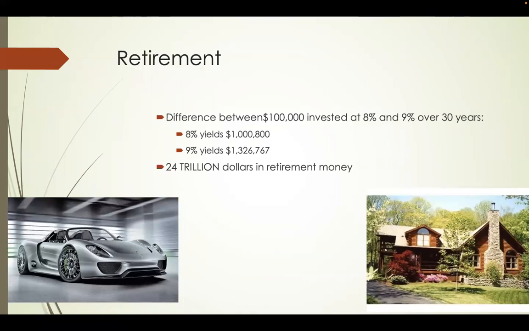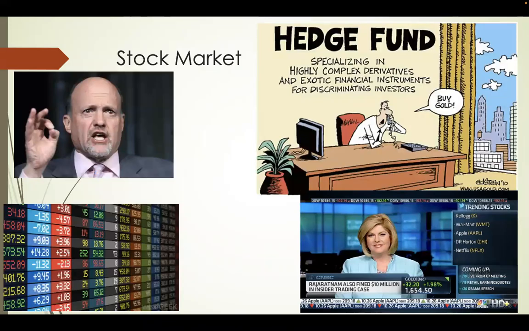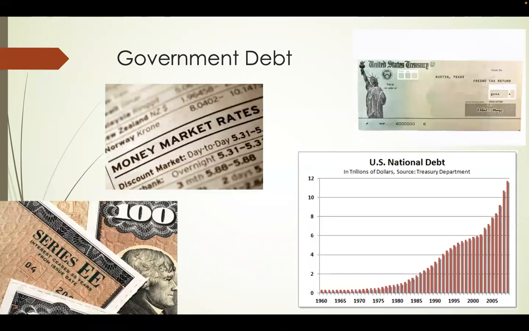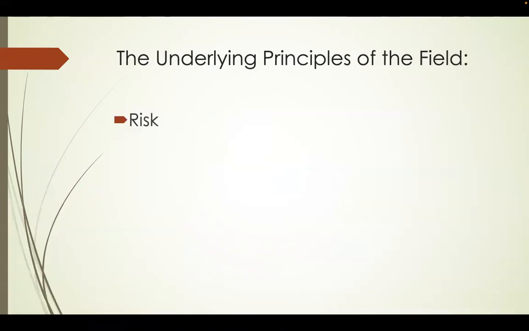There's $24 trillion in retirement money, at least there was a few years ago. The difference between investing $100,000 over 30 years at 8% and 9% is the difference of $326,000 by the end of that time period. And so all that being said is those percentages matter, right? It makes the field high stakes, because you want the greatest return, whether that be in the stock market, or by buying debt through bonds, with the least amount of risk, right?